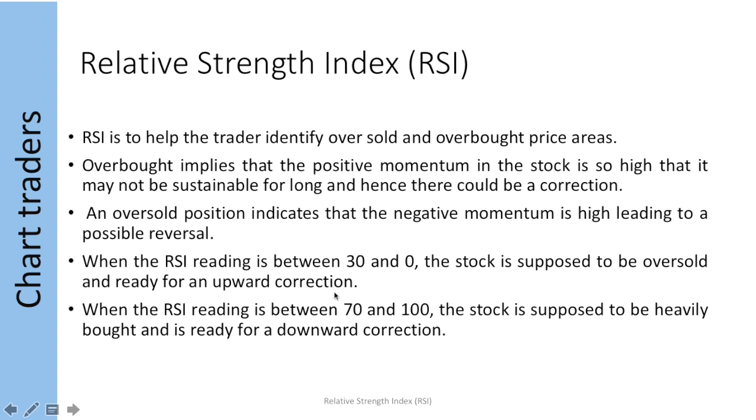Different traders use different values for the oversold and overbought zones. Someone will use 80-20, someone will use 60-40. So based on different theories, they are using the RSI value. But normally we can identify overbought and oversold zones with the help of RSI.